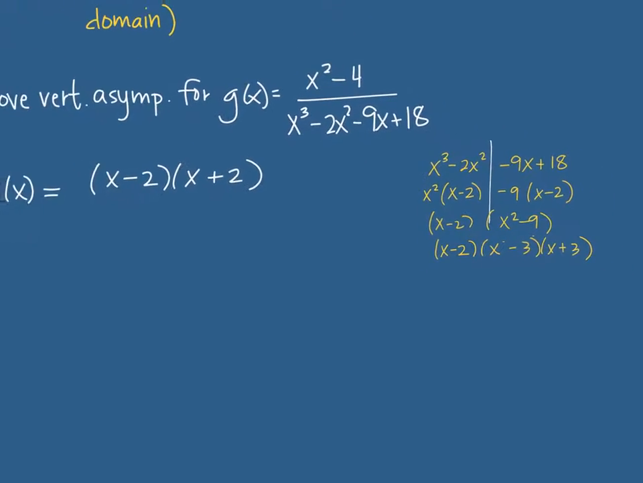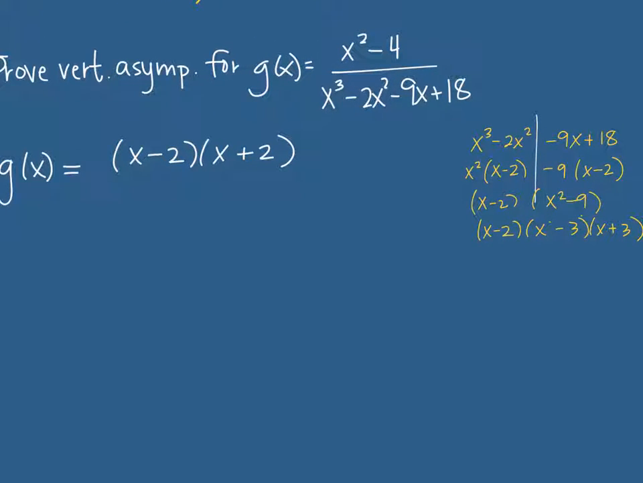Okay, so that was just my little timeout. And I'm going to come back over to my work. And I've got x minus 2 times x plus 2 over x minus 2 and x minus 3 and x plus 3. And so now I notice that I have a common factor of x minus 2. So I can reduce that away.